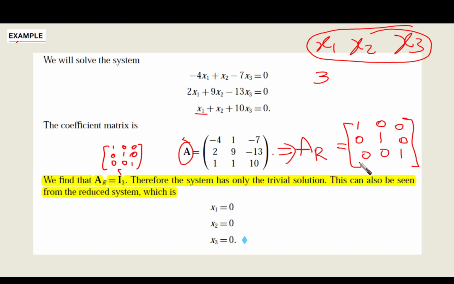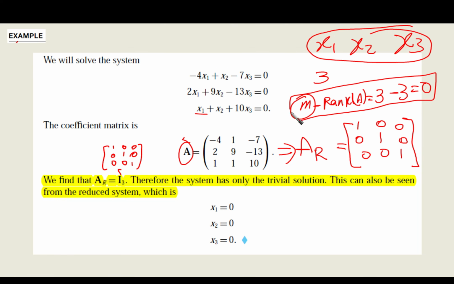It is the identity matrix, with 3 non-zero rows. So now let's apply our method, which is m minus the rank of A. Here m is the number of columns of this coefficient matrix, which is 3, minus the rank, which is 3. So 3 minus 3 equals 0. This means the reduced matrix in general is the identity matrix.